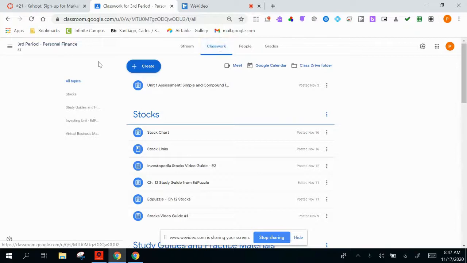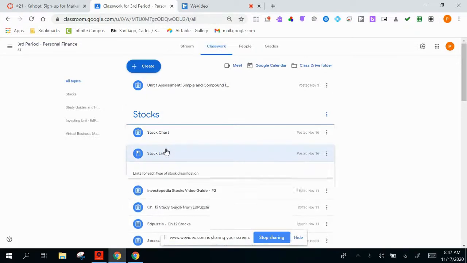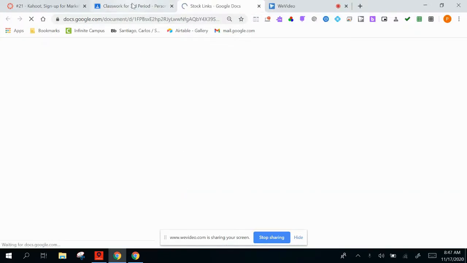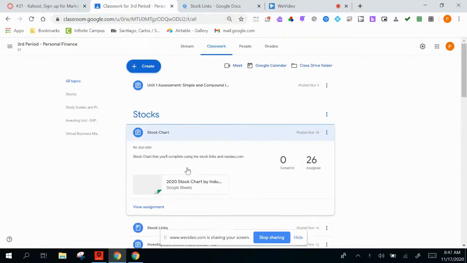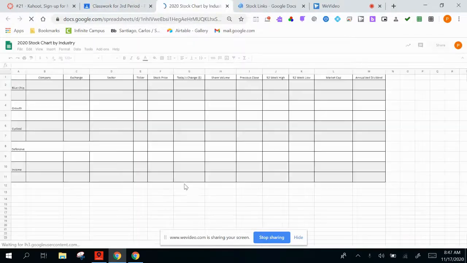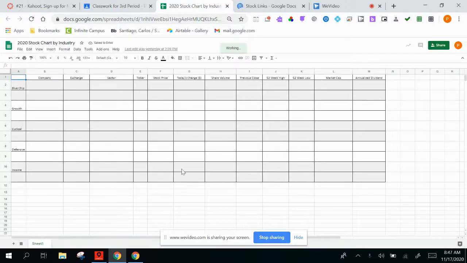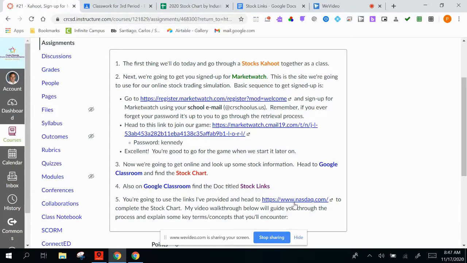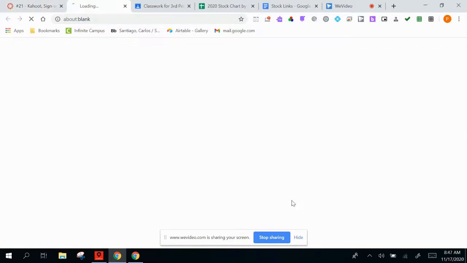So I like to look under my classwork. Here's my links, and here is my stock chart. All right, so we're going to be looking at a total of 10 stocks. We'll walk through just one together to get you kind of the process as to what you're going to be doing. But we're going to be looking at blue chip, growth, cyclical, defensive, and income stocks on Nasdaq.com. And I've got the link ready to go for you right here at Nasdaq. That is one of the stock indexes that we've discussed in class so far.